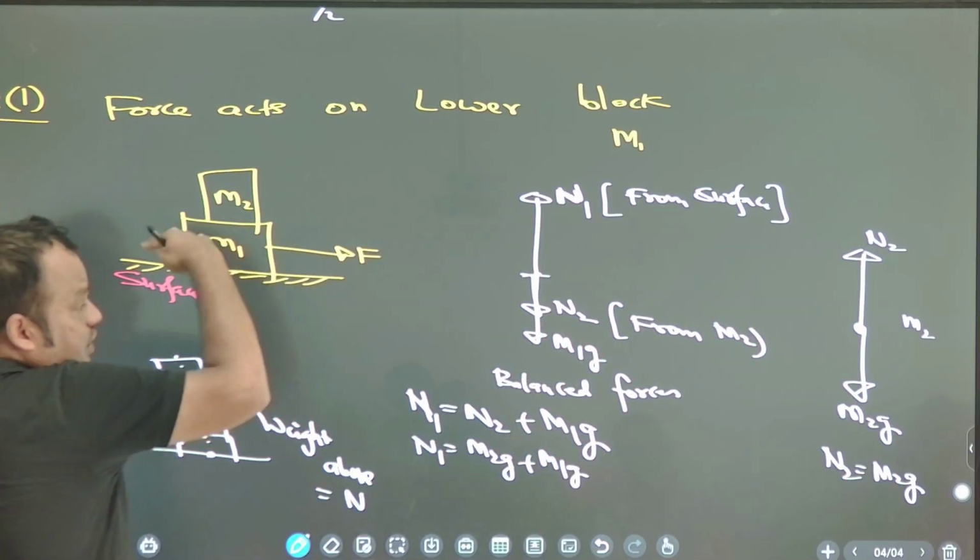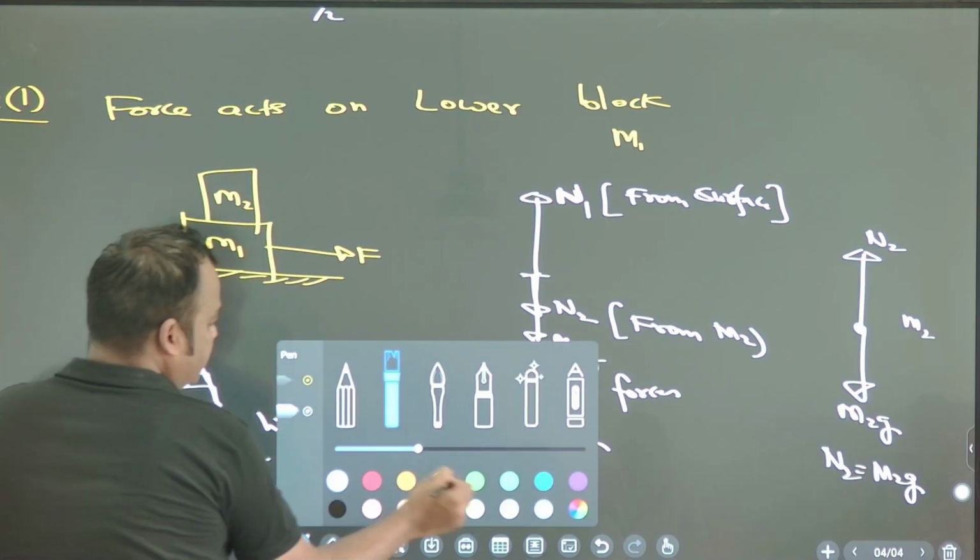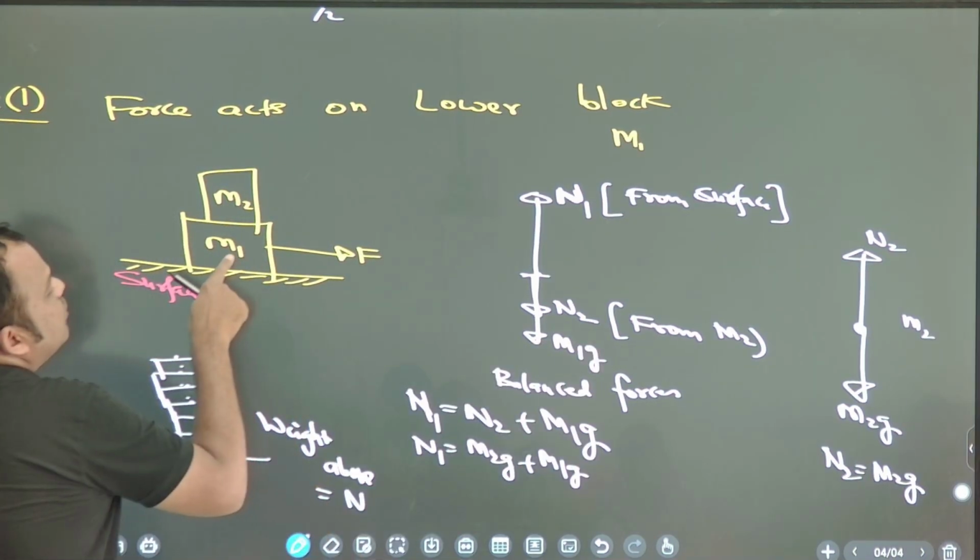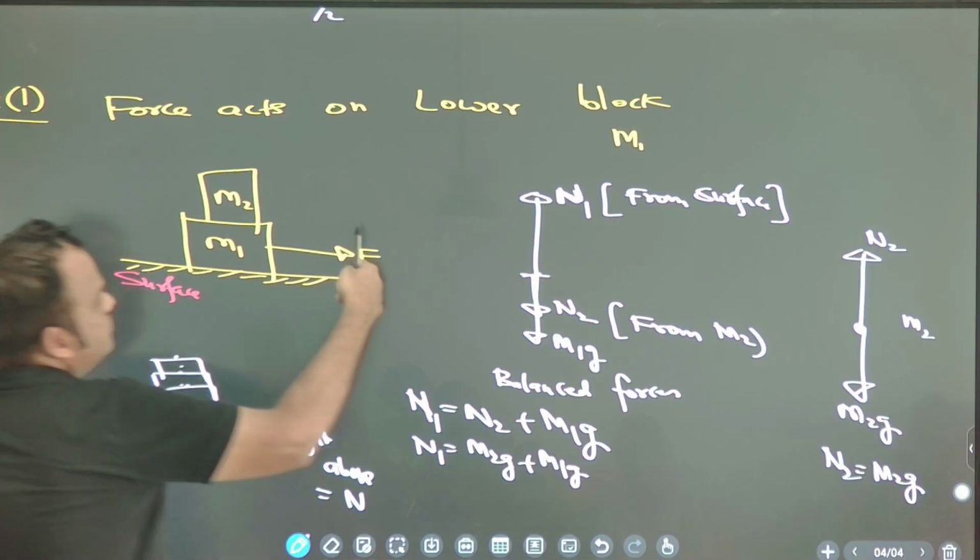Now horizontal you have to think. Horizontal is important. So tell me, what is the horizontal force on M1 on the right side? F.